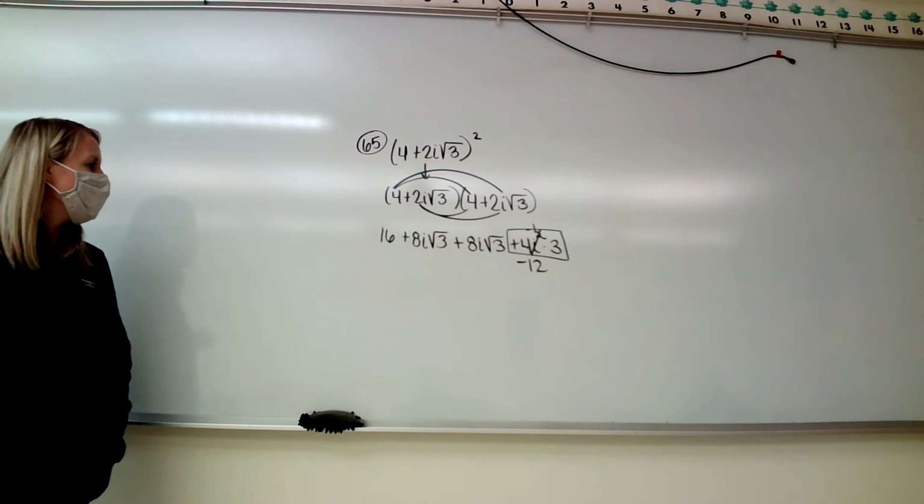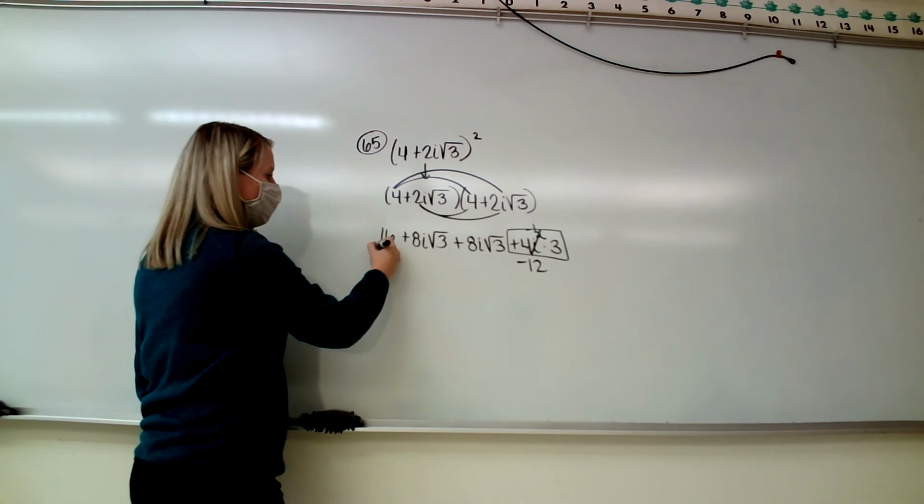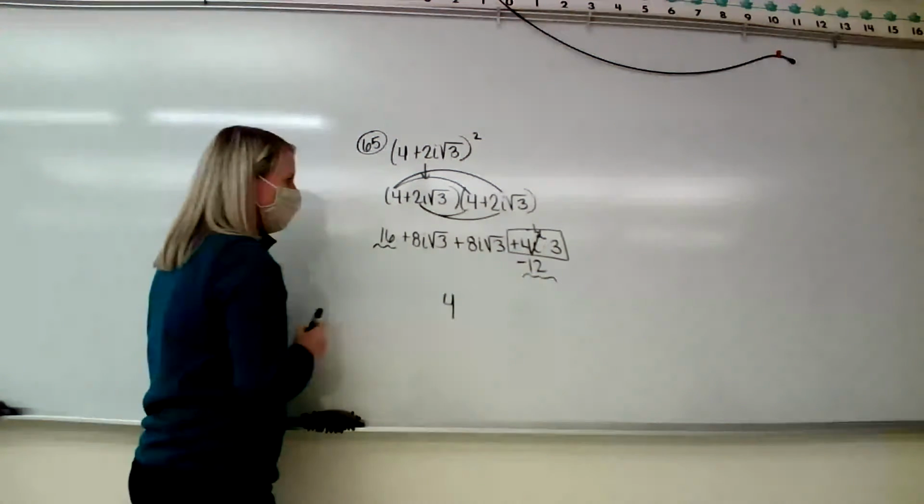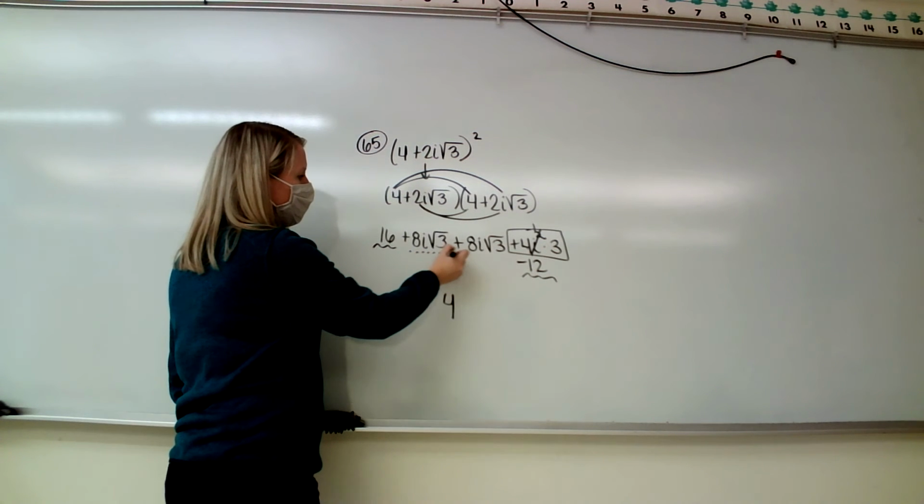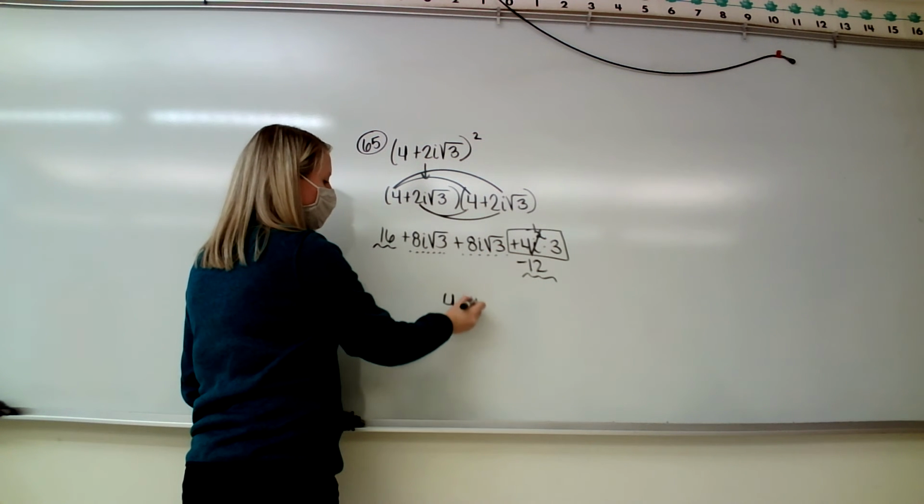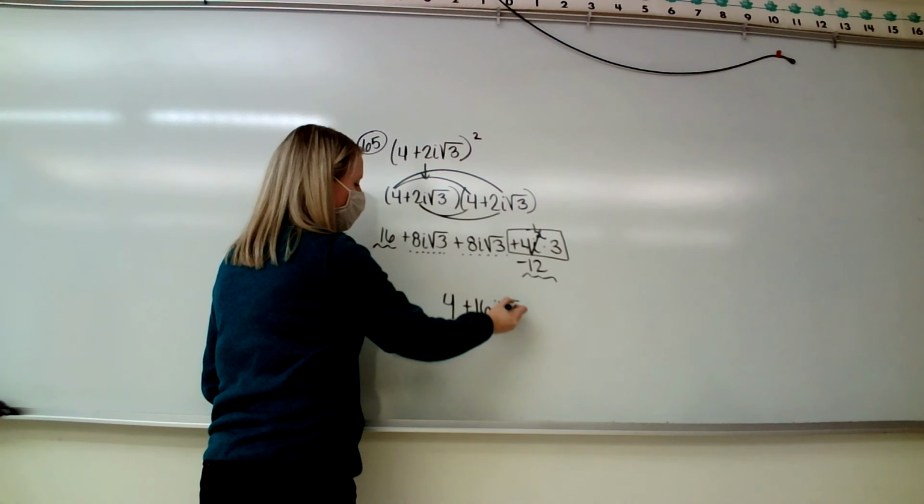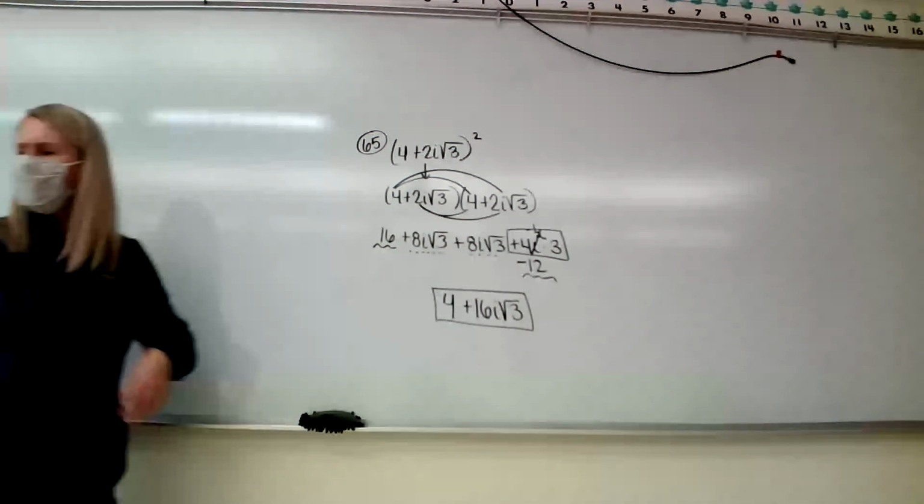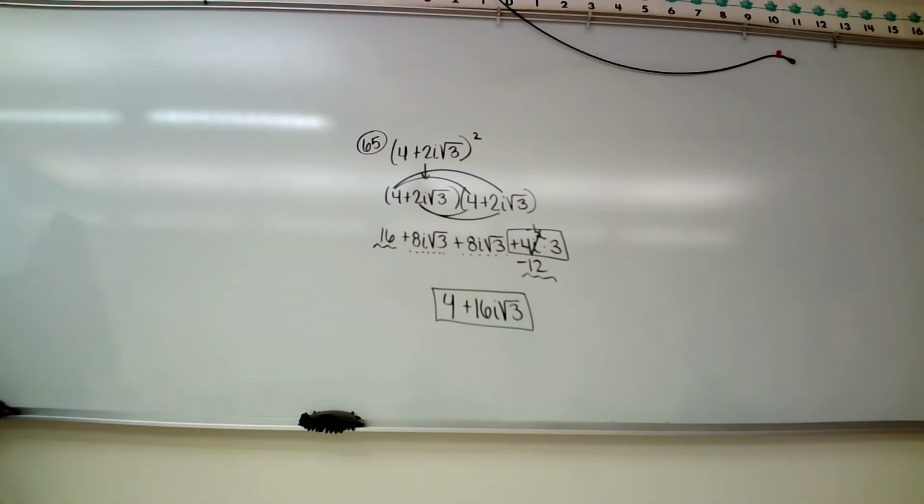And now I can add and subtract. 16 can be combined with -12 to give me 4. And then 8i root 3 plus 8i root 3 would be plus 16i root 3. Excuse me, my answer. Yeah, that's fine.